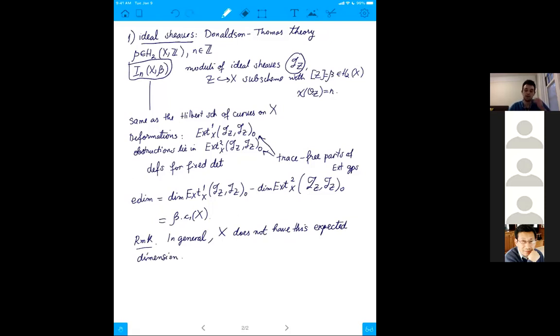So you can actually have multiple components, multiple irreducible components, and some of those irreducible components can have bad singularities, so not necessarily LCI, which means X will be far from smooth, and also some of those irreducible components will have dimension larger than this expected dimension.